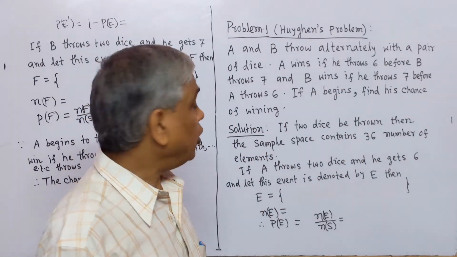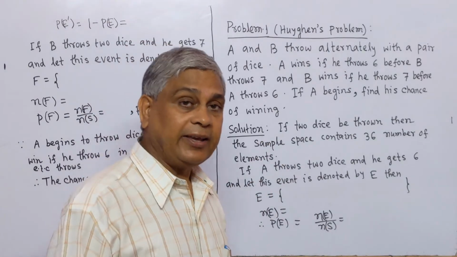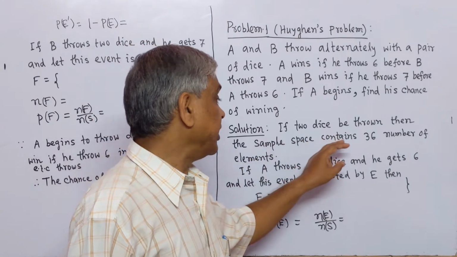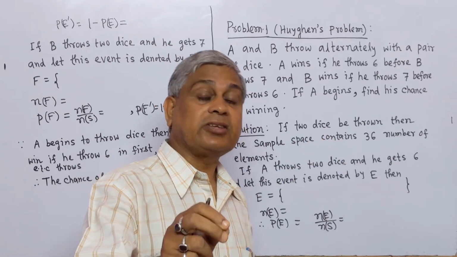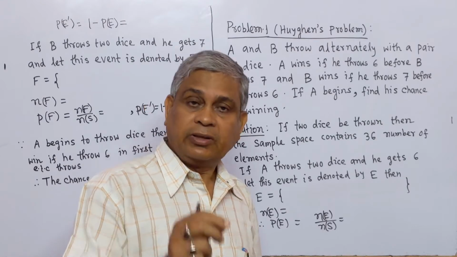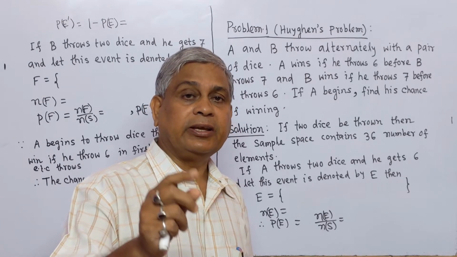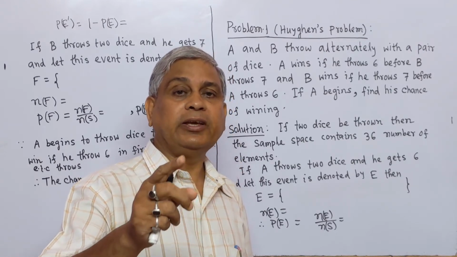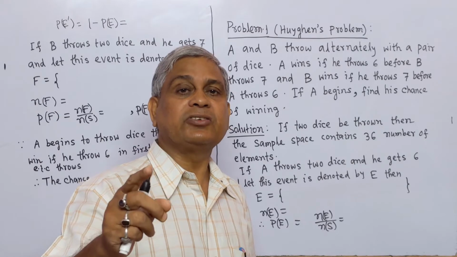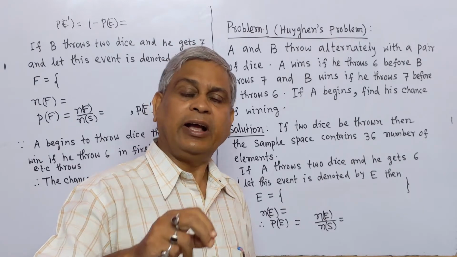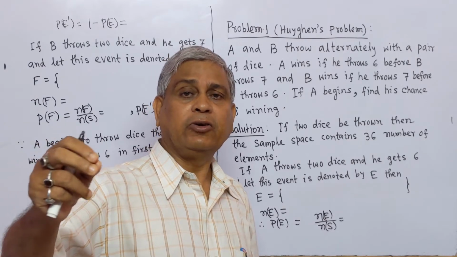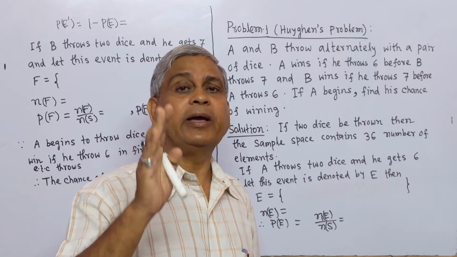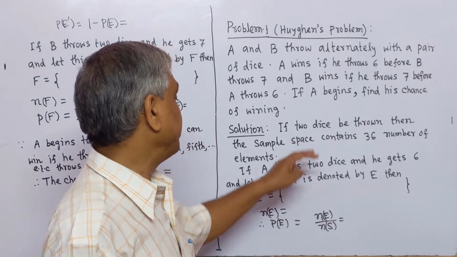Now we solve this. If 2 dice are thrown, then the sample space contains 36 elements. The sample space contains elements in the form of ordered pairs: (1,1), (1,2), (1,3), (1,4), (1,5), (1,6), (2,1), (2,2), and so on, and lastly the ordered pair (6,6). That means 36 elements in the sample space.